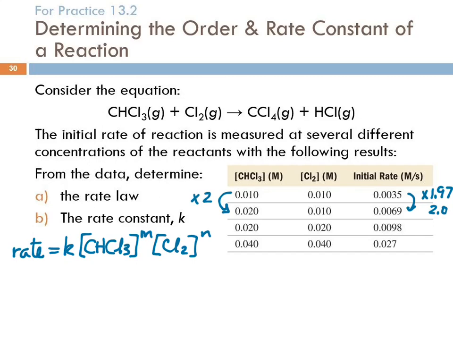So we doubled the concentration and the rate doubled. That tells us the order for CHCl3 is what? It's 1. A first order reaction, the rate is directly proportional to the concentration. So that tells us that m equals 1.